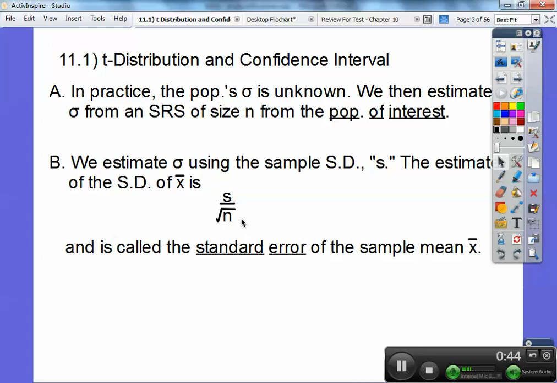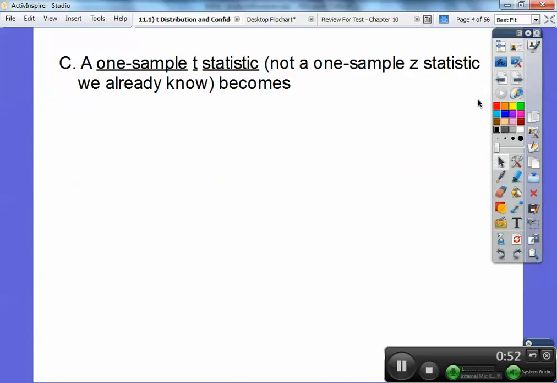Doesn't that look familiar? It's the same formula except it's not the population standard deviation. It's called the standard error of the sample mean. So the one sample t statistic, not a z statistic, then becomes this. Doesn't that look familiar? The only thing different is the s, our sample standard deviation. So everything's the same, you guys.